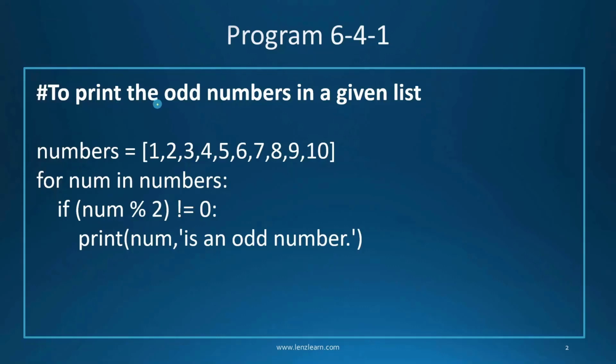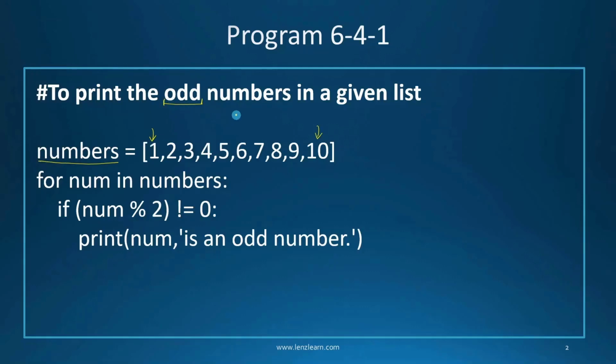So this is the first program that we are going to see. It is going to print odd numbers from a given list. So we have created a list called numbers, and the content of the list is numbers starting from 1 up till 10. Alright, and our aim is to find out and print only the odd numbers from this list.